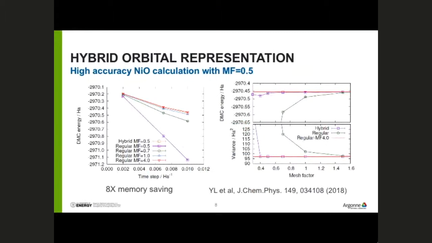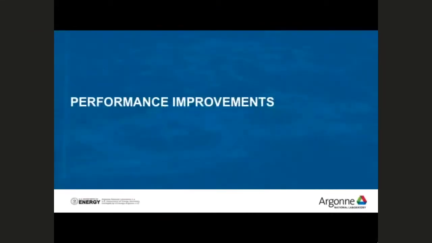And the other side is the energy. If you look at the energy and you start to coarsen the mesh factor, you will find that with hybrid representation, it's super accurate. It stays mostly on top of the reference line. But with the regular grid, you easily diverge the energy and also diverge the variance. Variance goes up very quickly. So it's really important to use these features.